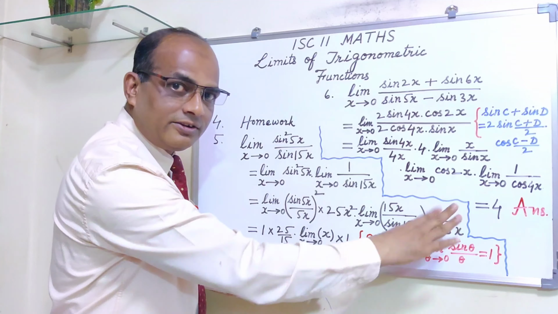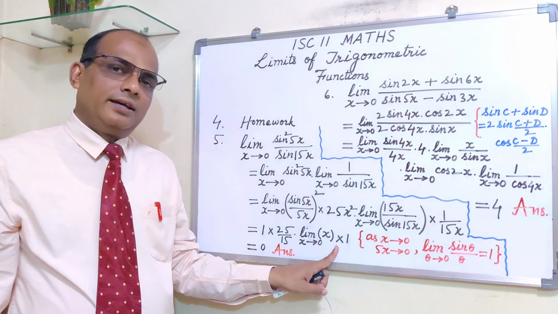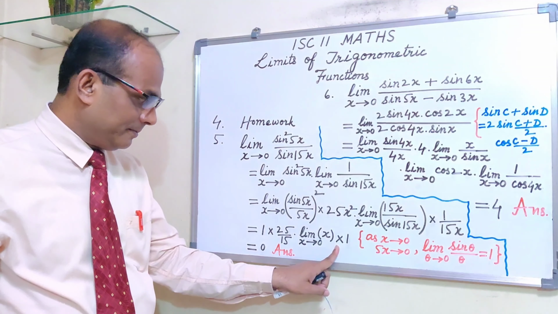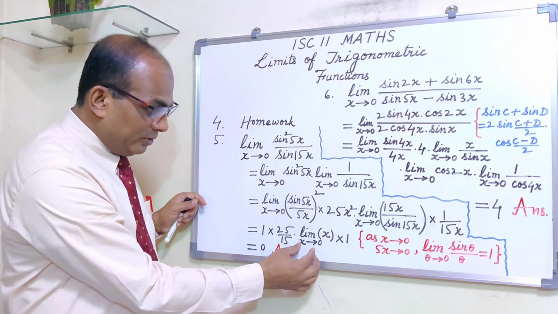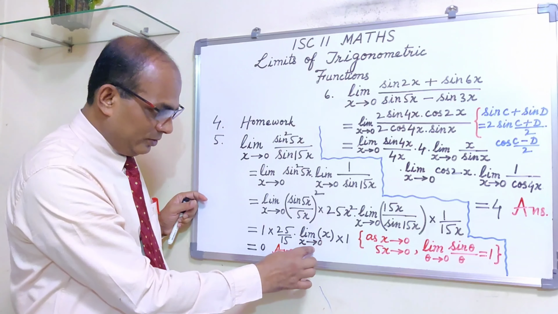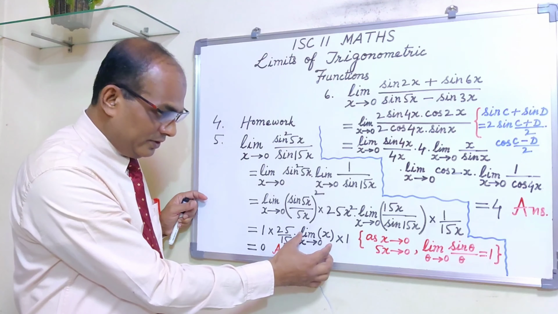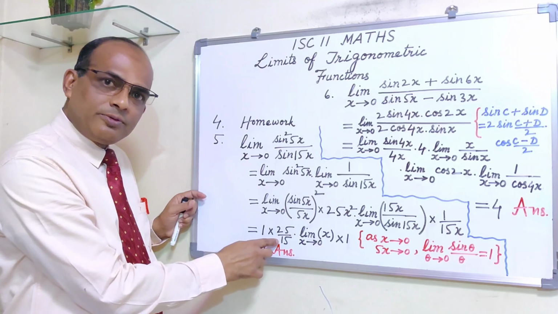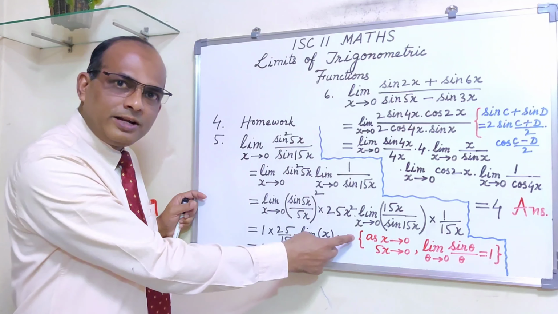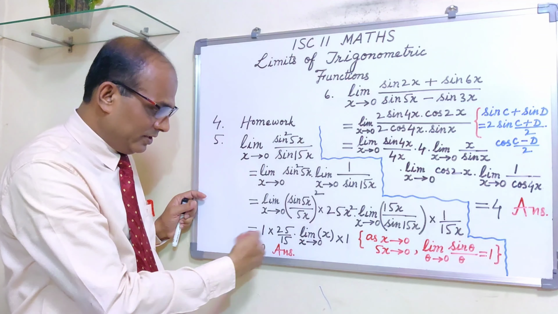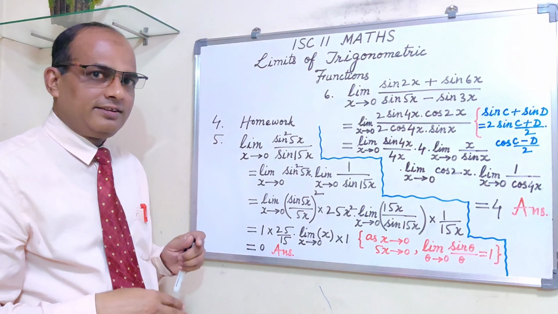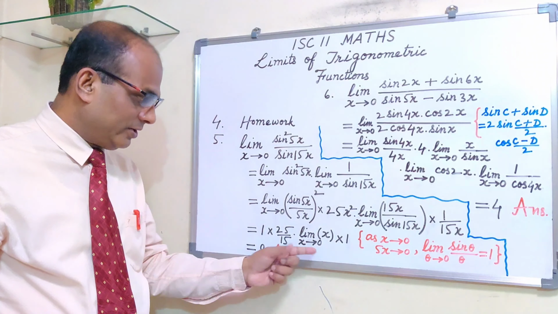Theta upon sine theta or sine theta upon theta, in either case the value is 1. Got it? Now this will be 0 as x approaches 0, so you put x equal to 0 here. So 1 multiplied by 25 upon 15 multiplied by 0 multiplied by 1. Because we are multiplying by 0, everything is 0. Fine. So our answer is 0. Our answer is 0 because of this 0.